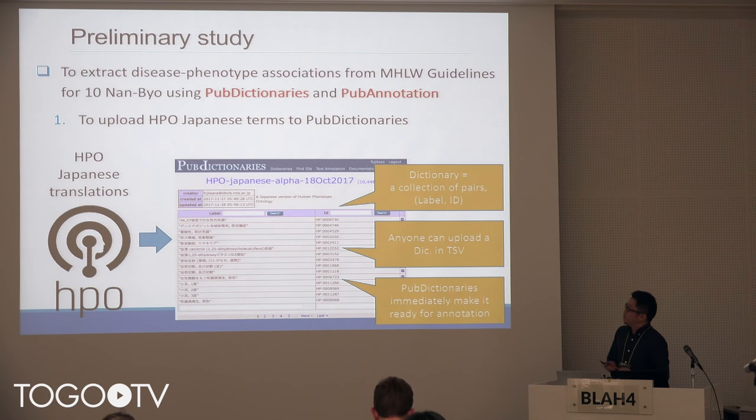And in a preliminary study, we extracted disease phenotype associations from these guidelines for 10 Nanbyo, using PubDictionaries and PubAnnotation. We uploaded HPO Japanese terms to PubDictionaries. Dictionary means a collection of pairs, label, and ID. Anyone can upload dictionary in TSV format to PubDictionaries. PubDictionaries immediately makes it ready for annotation.